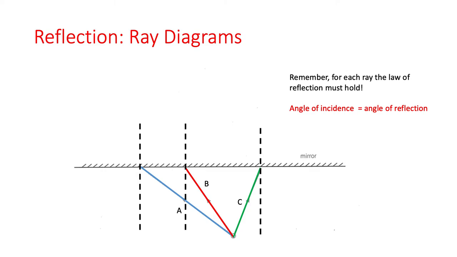Now this is where, if you had a protractor, you'd be measuring our angle of incidence, which is measured between the normal and the incident ray for each of these rays. You'll notice that they're different. The angle of incidence for A is bigger than B, and it's also different to C as well. Well, we're going to have to draw our reflected ray now.